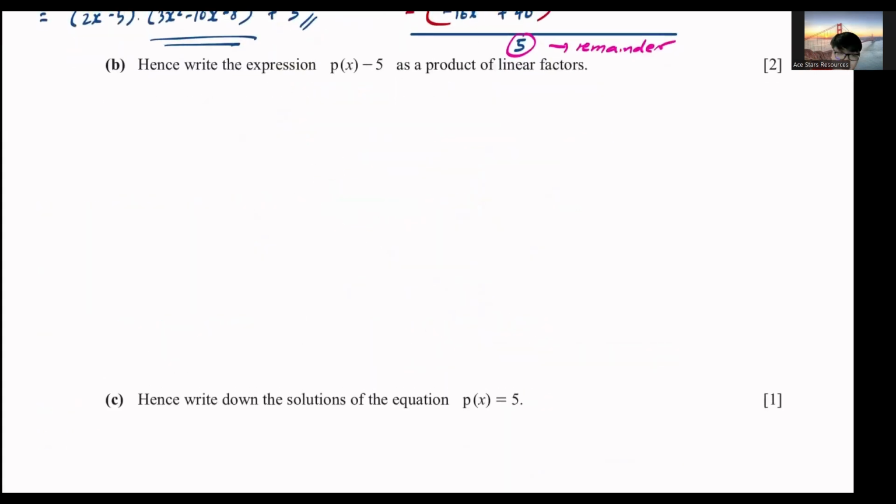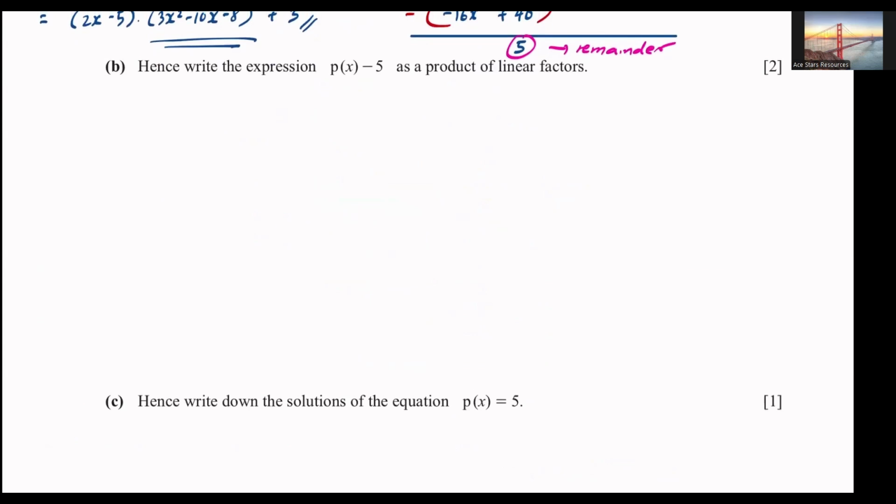Next one. Hence, write the expression p(x) minus 5 as a product of linear factors. So when you see the words linear factors, you know that the highest order of power of x will only be equal to 1. So technically we are referring to x to the power of 1. So this is the maximum that it can go.